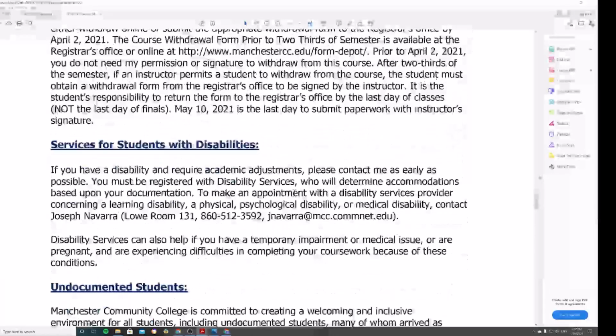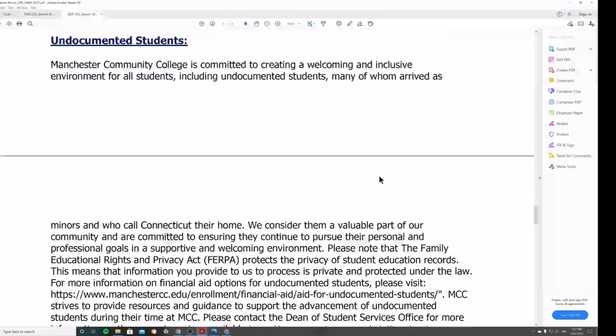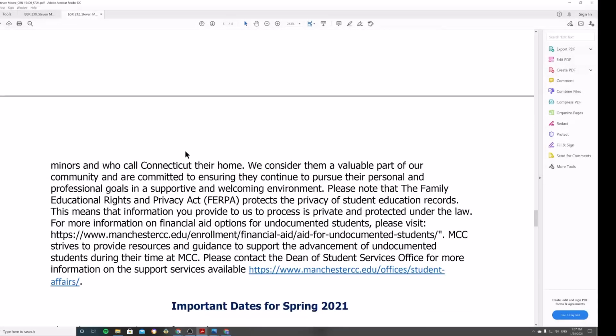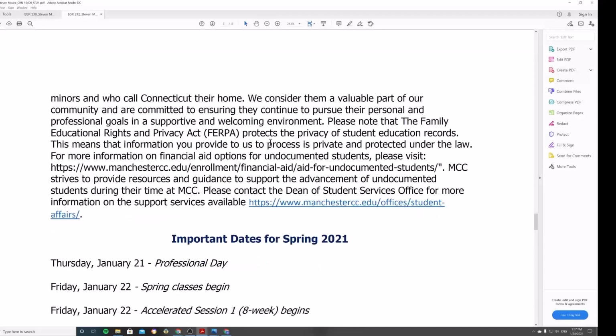Okay. Services for students with disability. If you need some academic adjustments or have some requirements, you can contact Joseph Navarro directly, and then they set up the arrangement with me. All right. Undocumented students. This is some additional information that's being provided, actually the first time we've included this in our syllabus. If you want to learn more about this, you can contact Student Affairs, and there's also another link here you can take a look at.